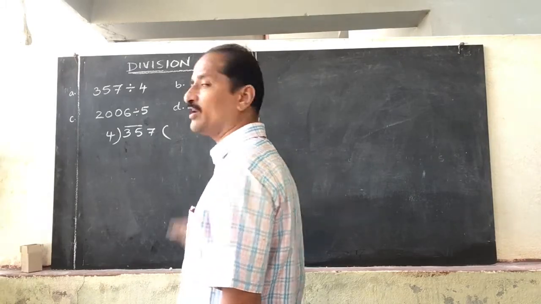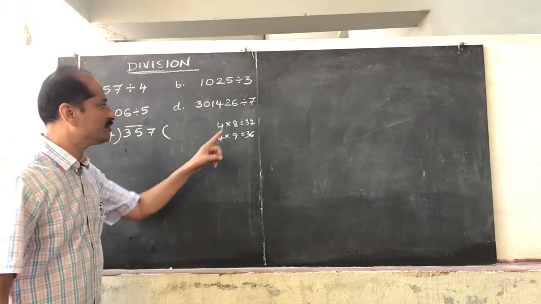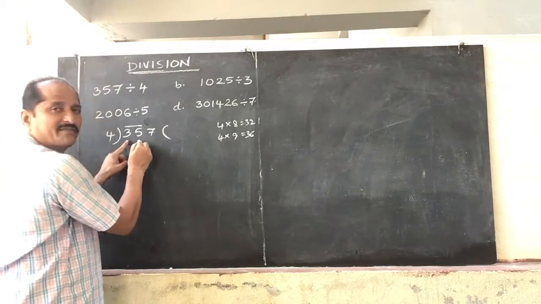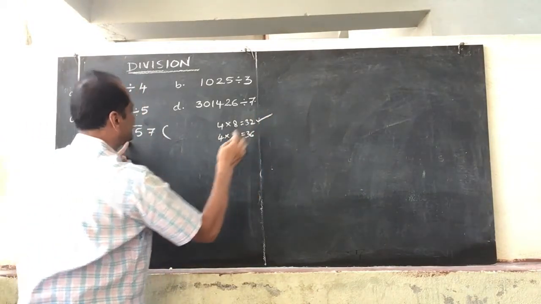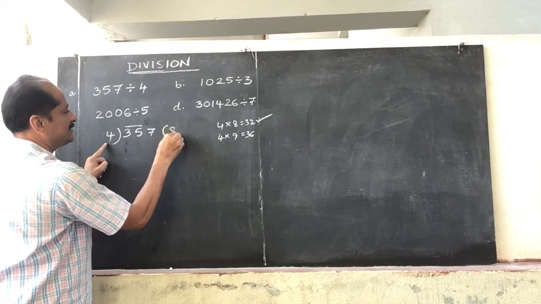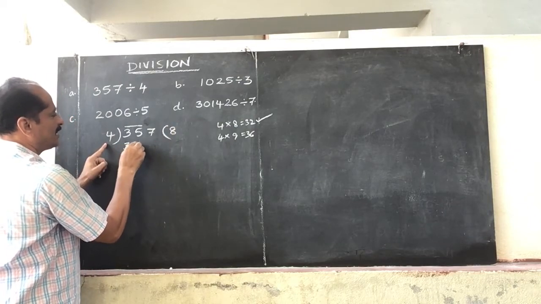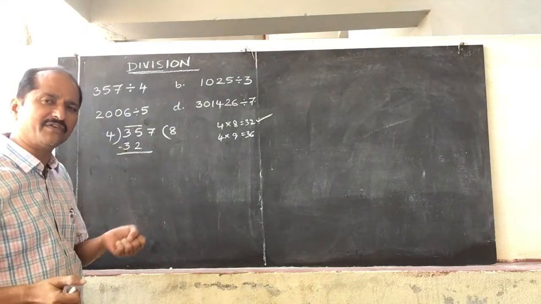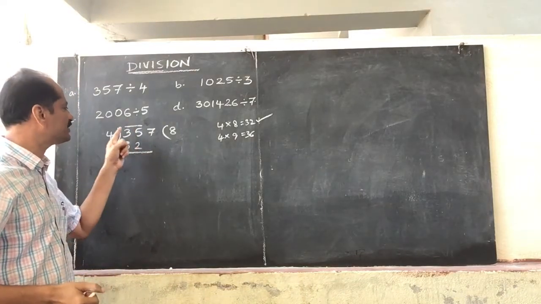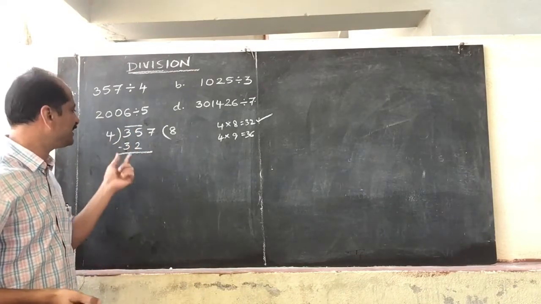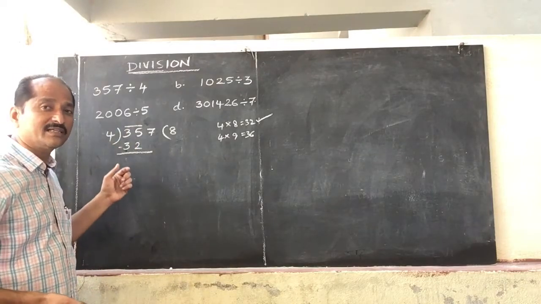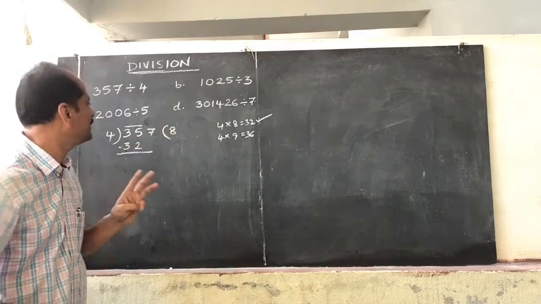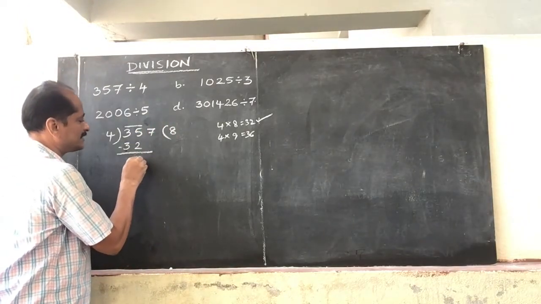Understand? So which one do you have to take? 4 eights are 32 we have to take. 4 nines are 36, so 36 cannot be subtracted from 35. So take 4 eights are 32. Now 35 minus 32. Here, from 32 up to 35 you can count, or 5 minus 2, 3 minus 3, like that also you can do. But counting is easy. 32 after 33, 34, 35, just 3. So 5 minus 2 is also 3.